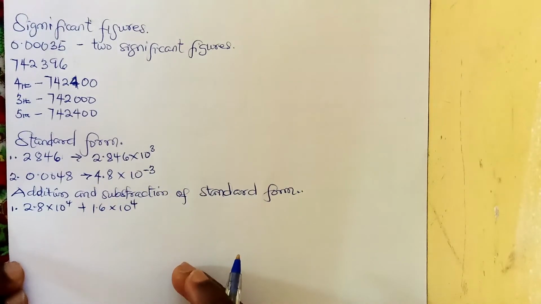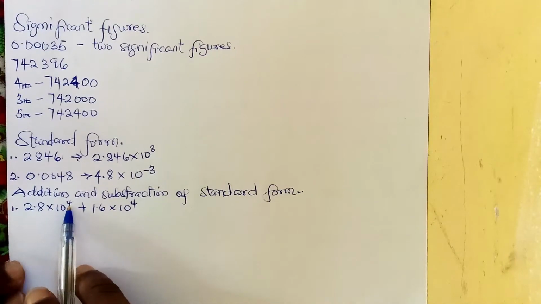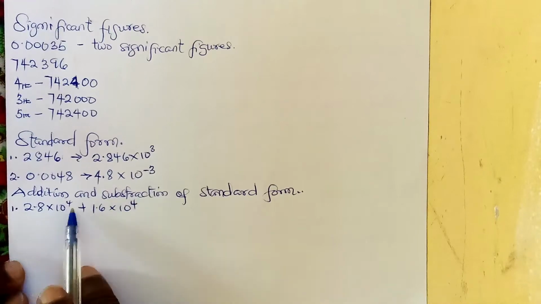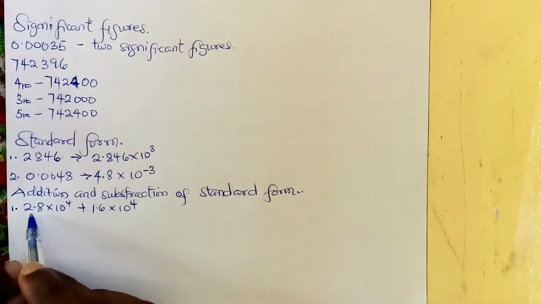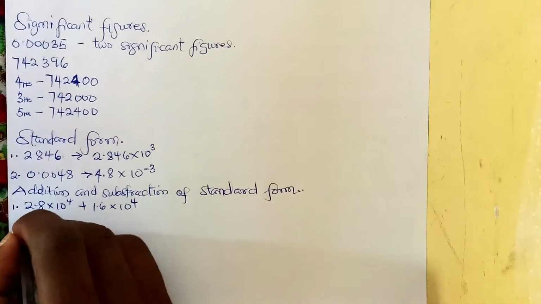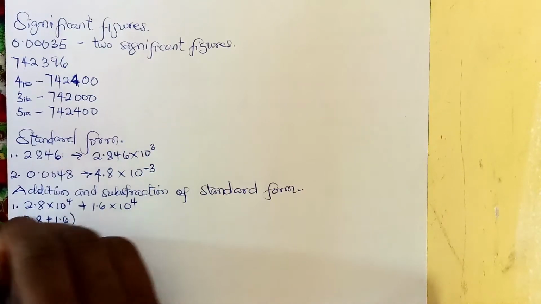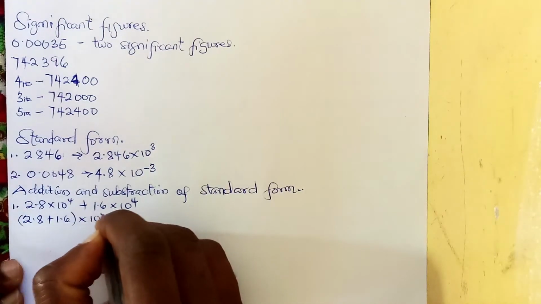In solving this, normally what we do is that we group the numbers with the decimals at one point, and we also group the numbers with the exponents at one point. But with this, since the base 10 has the same exponents, we only pick one and add the numbers to the decimal places. So we are going to have 2.8 plus 1.6 in brackets times 10 raised to the power 4.